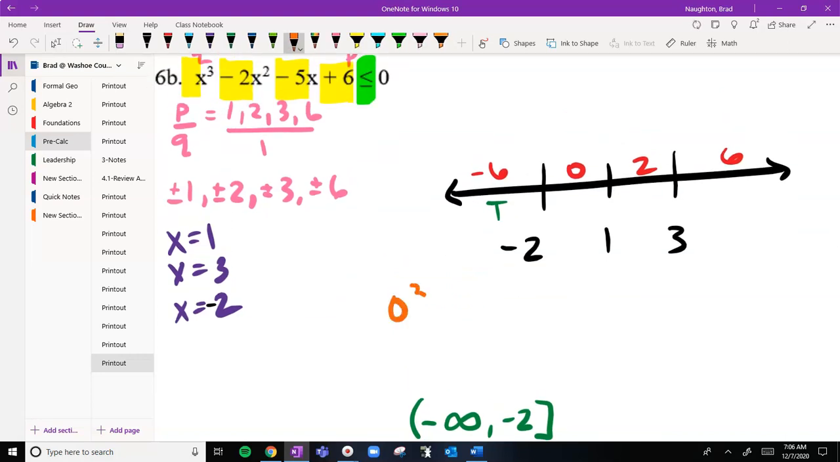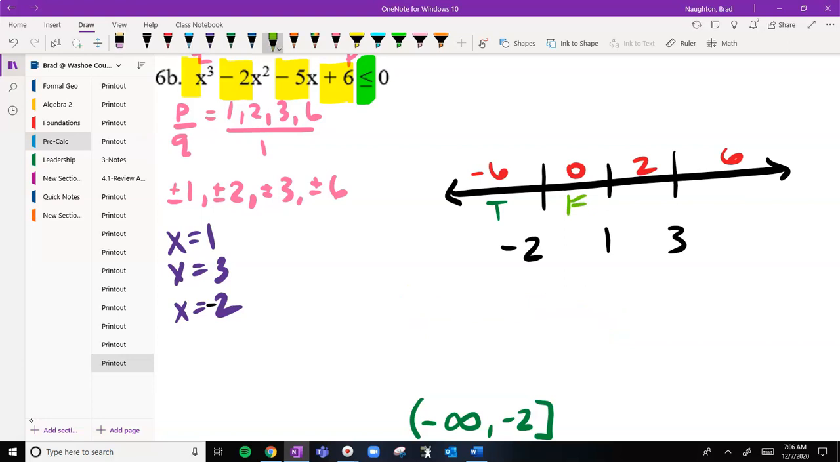So 0 cubed minus 2 times 0 minus 5 times 0 plus 6. Now, I like picking zeros because I know that all this isn't going to do anything because it's just 0. So then it's just 6. So clearly that's not less than 0, so that's false.